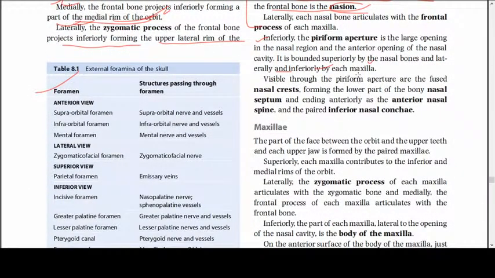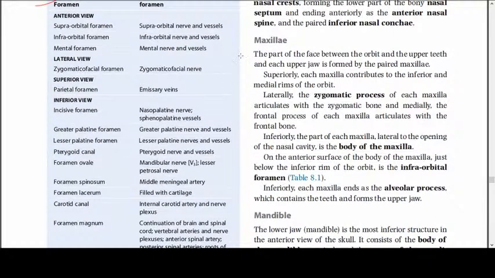The nasal crest is visible through the piriform aperture, on the fused nasal crest. Okay, so let's leave it. Maxilla.